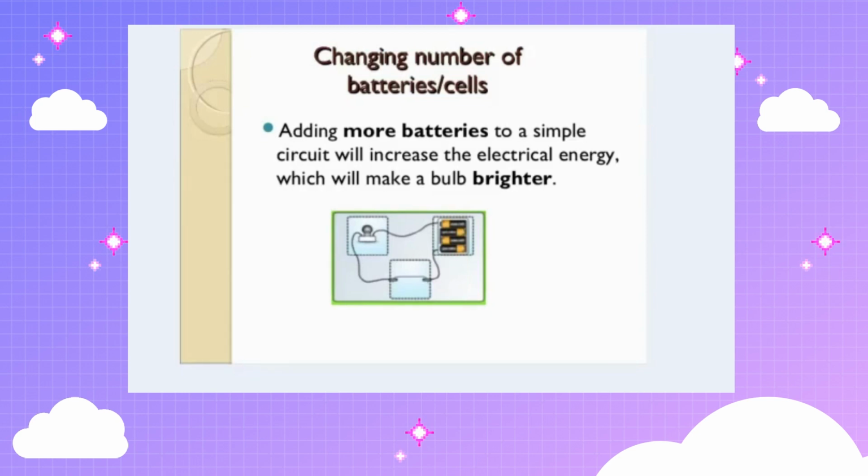But if you add more than 2 batteries, if there's 1 bulb and you're adding 4 or 5 batteries, what will happen? The bulb will blast, because it is getting more and more flow. So if you have 1 bulb, you need to put 2 batteries or 1 battery. Okay, let's move on.